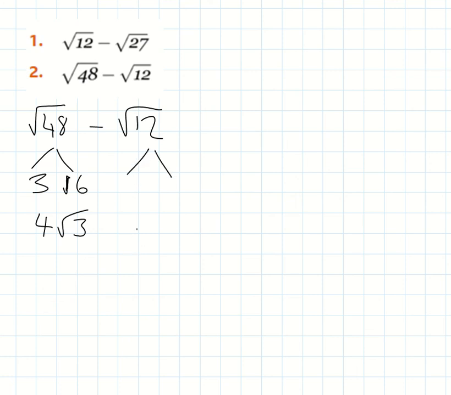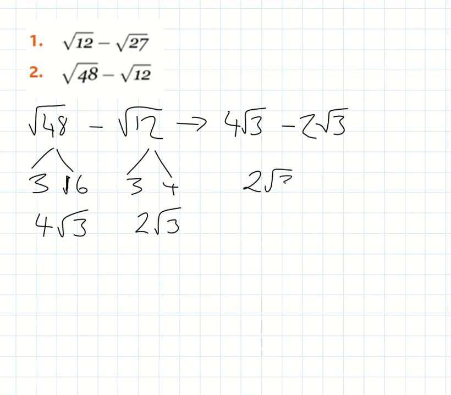We did root 12 before, and we came out with 3 and 4, so this comes out at 2 root 3. So this question has now become 4 root 3 take away 2 root 3, and then 4 take away 2 is going to leave us with 2 root 3. And that's how we add and subtract. Obviously we haven't done any adding examples here, but you do it exactly just the same. But that's how we add and subtract surds when we've got different surds in operation.